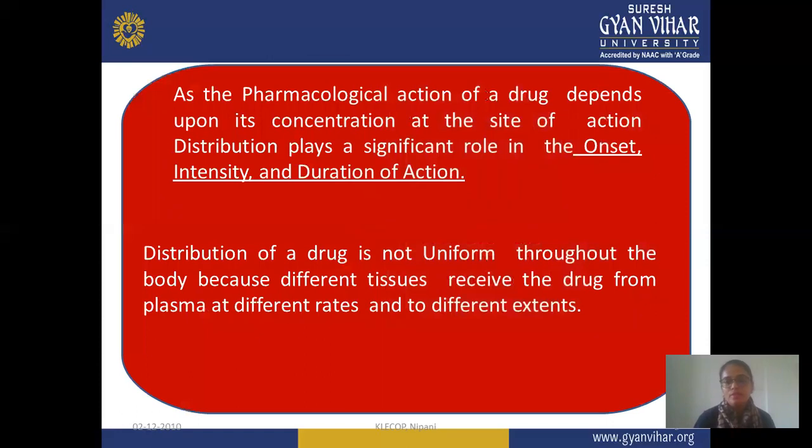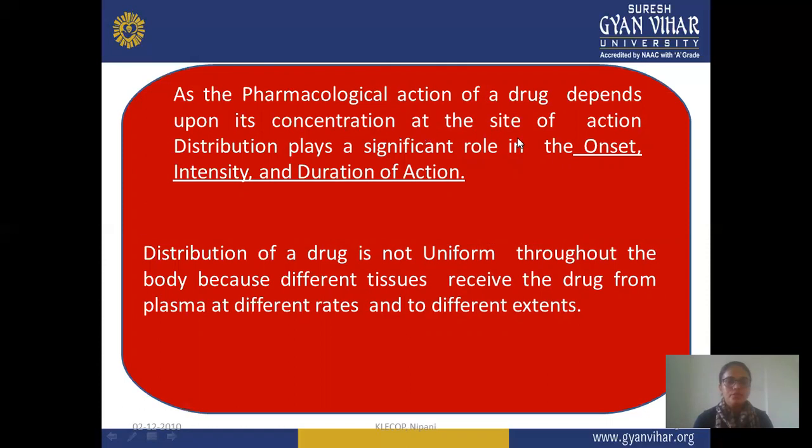As the pharmacological action of the drug depends upon its concentration at the site of action, distribution plays a significant role in the onset, intensity, and duration of action. Let's see how distribution plays an important role in pharmacological action.